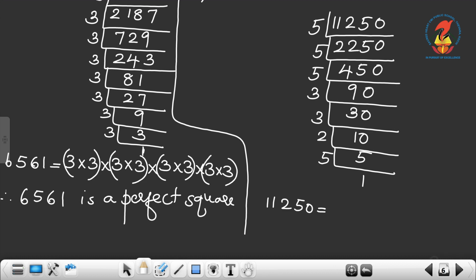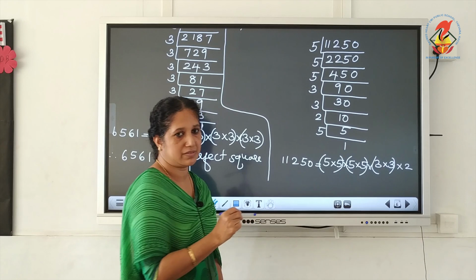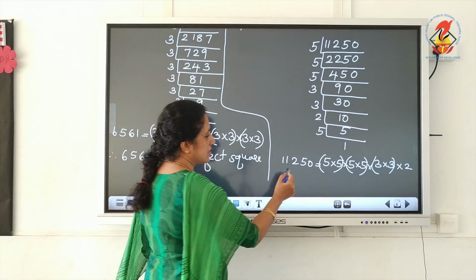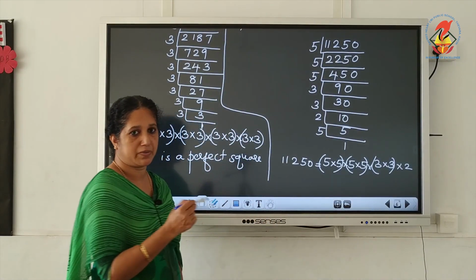Now, we can write down the factors. 11,250 is equal to, all the 5s we can write together, 1, 2, 3, 4, 5 into 5 into 5 into 5, then 3 into 3 and only one 2. After writing the prime factors, you have to group it, 5 into 5, one group, next equal numbers, then 3 into 3. Now, what about 2? 2 is left unpaired.